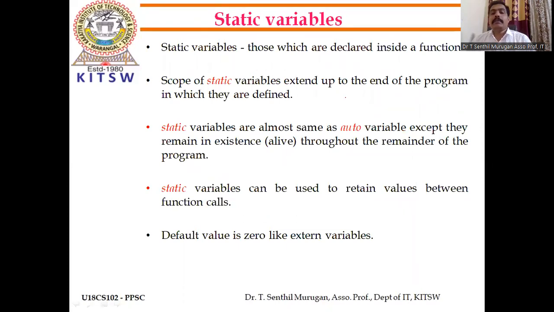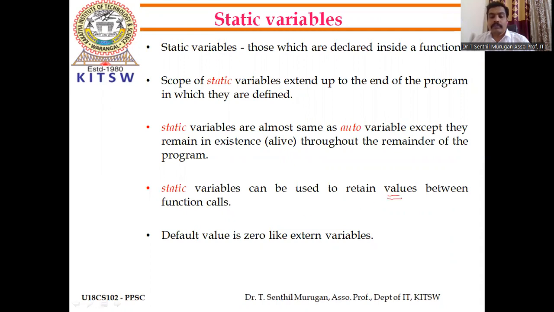The static variable which is declared inside the function, the variable should be inside the function. The scope of the static variable extends up to the end of the program. Static variables are almost the same as auto variables, except they retain their existence. Where we use auto, it lasts within the block, but with static it lasts for the entire program. It can be used to retain values between function calls.